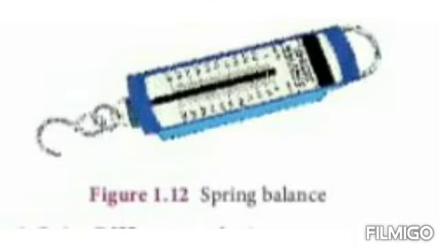Next, the spring balance. The spring balance helps to find the weight of an object. It consists of a spring fixed at one end and a hook attached to a rod at the other end. A pointer is attached to the rod which slides over a graduated scale on the right. The spring extends according to the weight attached to the hook and the pointer reads the weight of the object on the scale. So what is the use of the spring balance? The spring balance is used to measure the weight of an object.